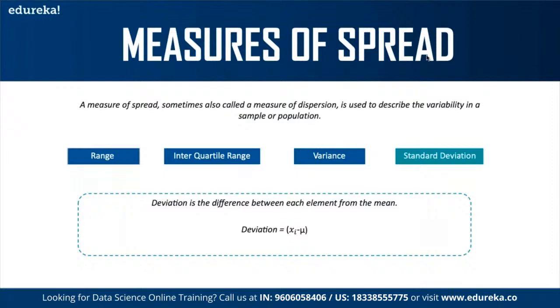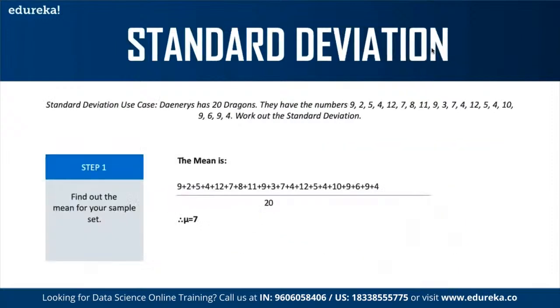A small use case: suppose we are talking about standard deviation, and Daenerys has 20 dragons. They have the same numbers, again different given numbers for the dragons here, right? Now if you want to work out the standard deviation, the entire mean is what? 20. So again we have to find the sum of the individual numbers and then divide it by the total number of given sets here, and then we can find the mean.